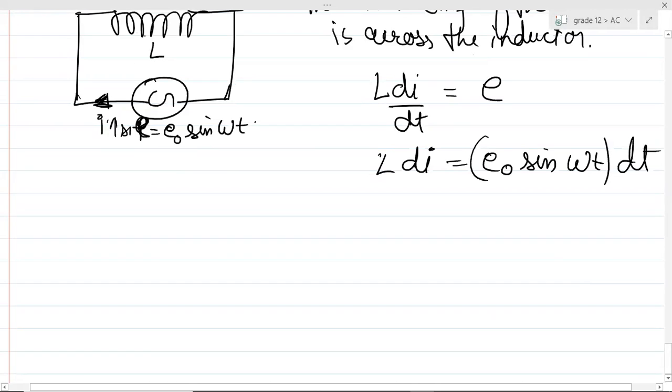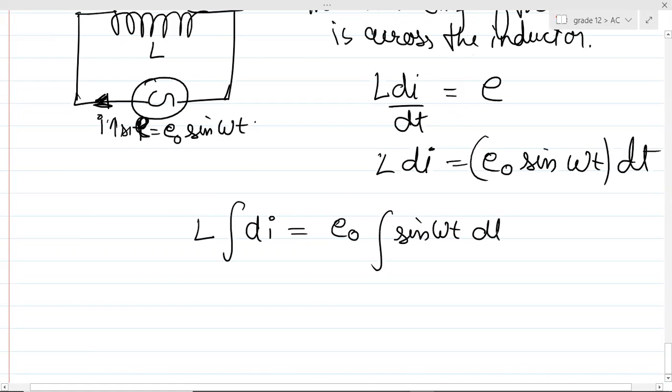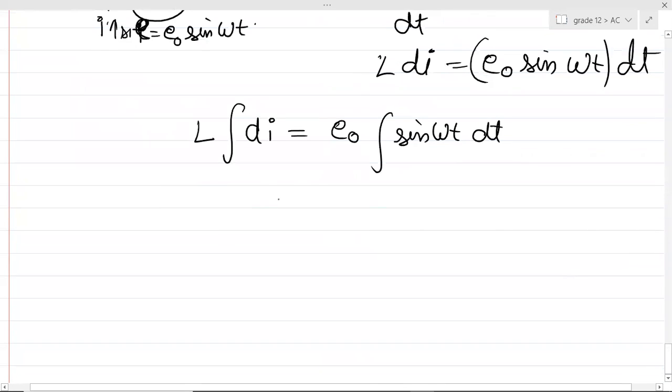What is L, by the way? L is the inductance, the self-inductance. Now what to do, guys? Integrate. L is a constant, so it will come out of the integration of di, and this will be equal to E naught, which will be out. What is the integration of sin omega t? Minus cos omega t. So minus of E naught into cos omega t divided by omega.